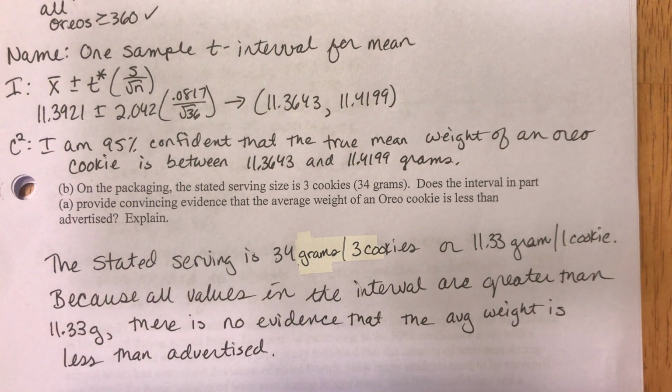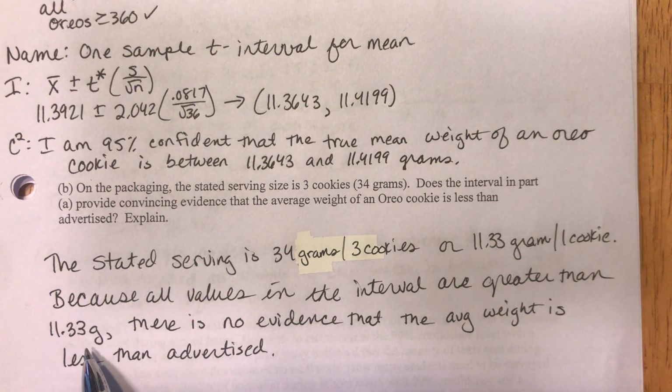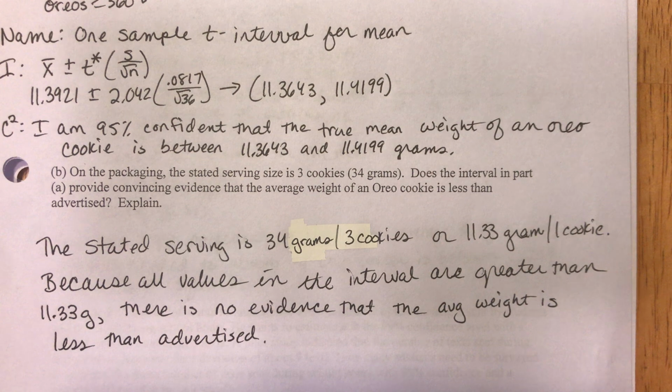No. This time it's a good thing to be above average, right? We get more Oreo. Yay. So because all values in the interval are greater than 11.33 grams, there is no evidence that the average weight is less than advertised. In fact, we could probably do some more data collection to see if it's actually more than advertised and we're getting extra Oreo, which is great for us.